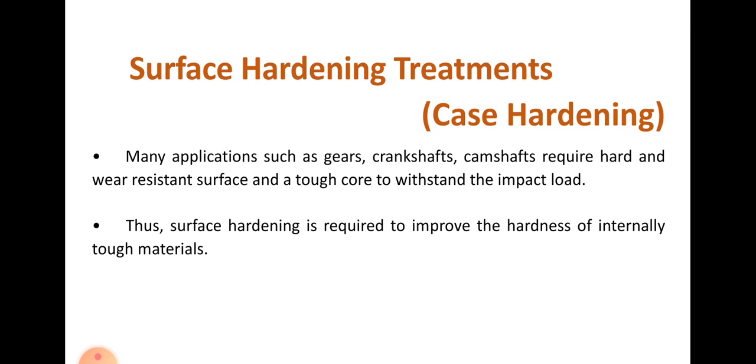Many applications such as gears, crankshafts, and camshafts require a hard and wear resistant surface, and a tough core to withstand high impact load. This is possible when surface hardening is done well. So to improve the hardness of internally tough materials, we can use surface hardening treatments.